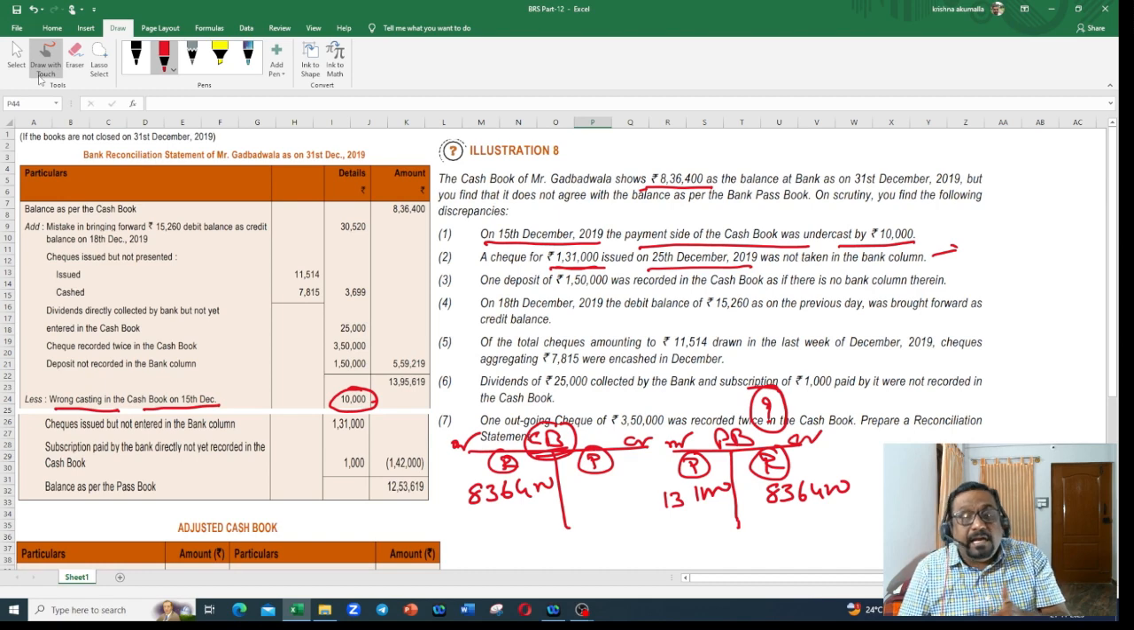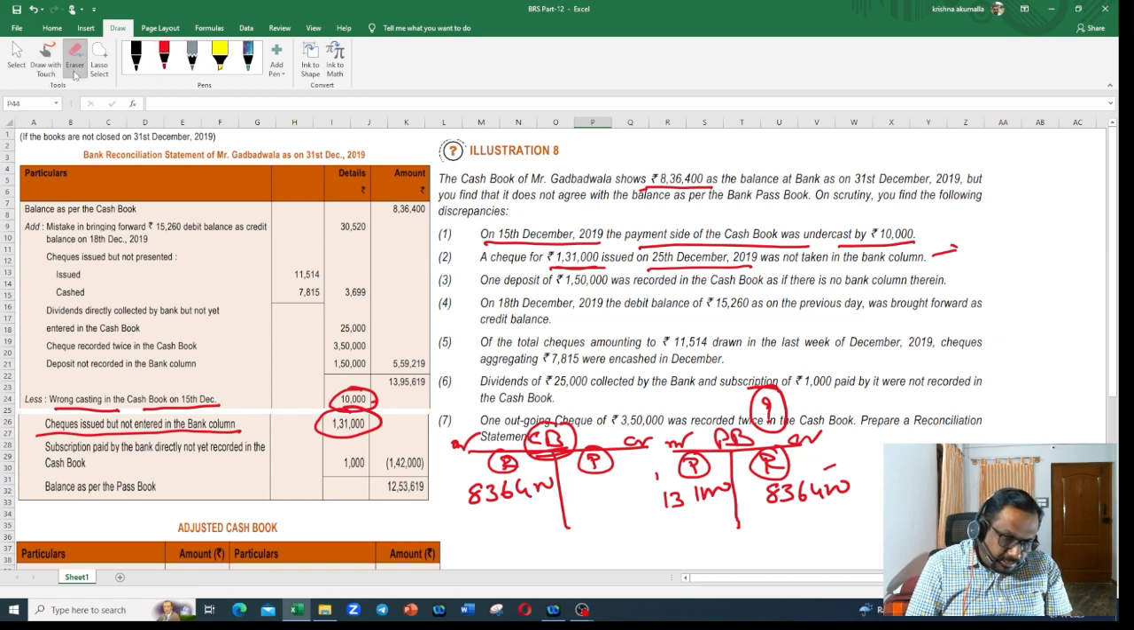Why is it on the payment side? Because it is a check issued and it is a payment. The banker would have made the payment and debited our account. So 1,30,000 debited. One credit is there already, and with this debit my balance will come down. So the question mark balance has been reduced. Since the question mark balance has been reduced, I need to reduce this 1,30,000. What did I say? Checks issued but not entered in the bank column. Clear? Right.